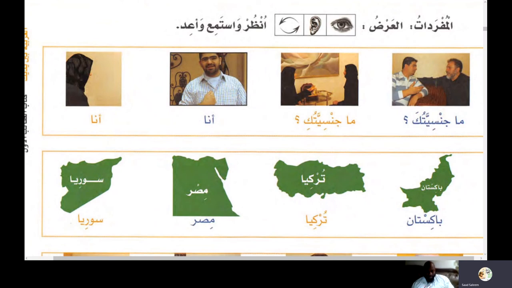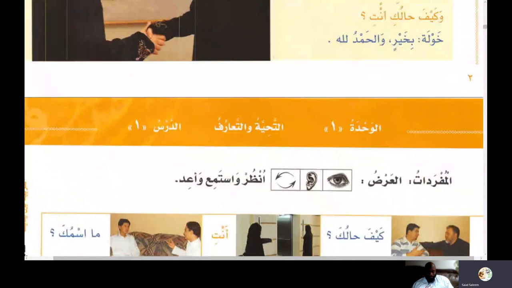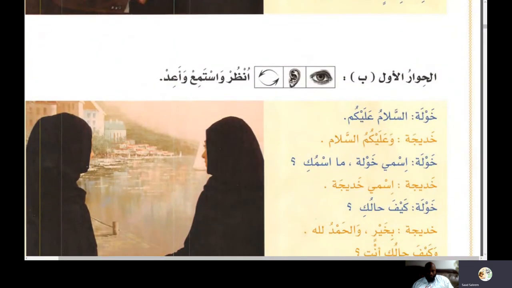Whenever we read Arabic for the first time, we forget everything within 1 week. For example, I am 100% sure that you understand this dialogue today. Yes, you understand everything, but I'm sure you will forget it after 1 week.